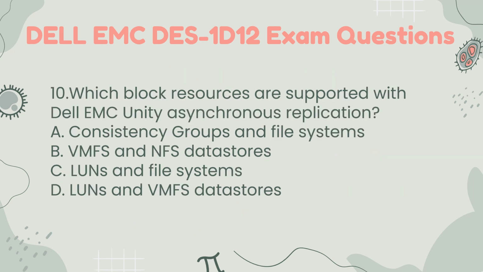10. Which block resources are supported with Dell EMC Unity asynchronous replication? A. Consistency groups and file systems. B. VMFS and NFS data stores. C. LUNs and file systems. D. LUNs and VMFS data stores.